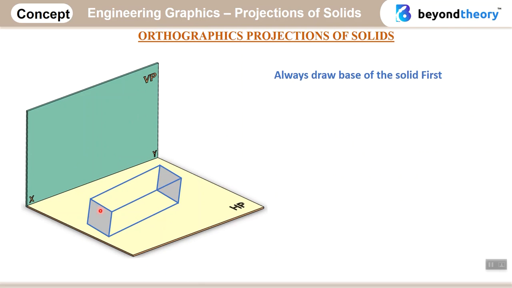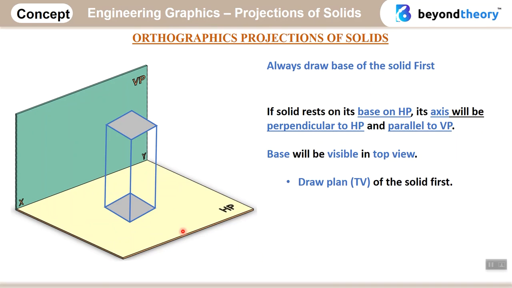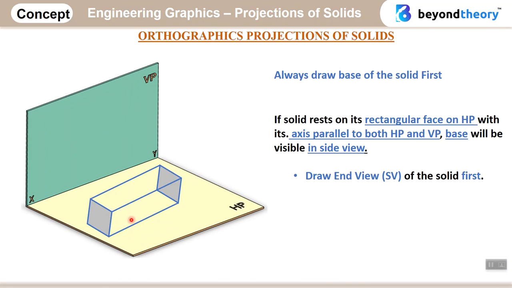And assume the solid is having a position like this. Here we can see that again the solid is resting on its rectangular face on HP. But you can see that the axis is now parallel to both HP and VP. Again, if we want to get the orthographic projection, we have to draw the base of the solid. And here, the base of the solid can be visible only from the side view. So, whenever the axis of a solid is parallel to both HP and VP, we have to draw the side view first. Then only we will be able to draw the top view and front view.